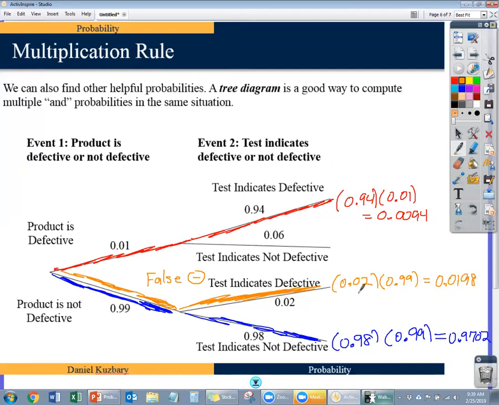So this is an example of how to compute a lot of and probabilities pretty efficiently, because you've got your one event here breaking into 2 parts, and then you've got your other event which breaks each thing into 2 parts. And the multiplication rule says you can follow these branches and multiply those 2 numbers together to get your joint probabilities. So that's a nice application of conditional probability to find a lot of different, more complex probabilities.